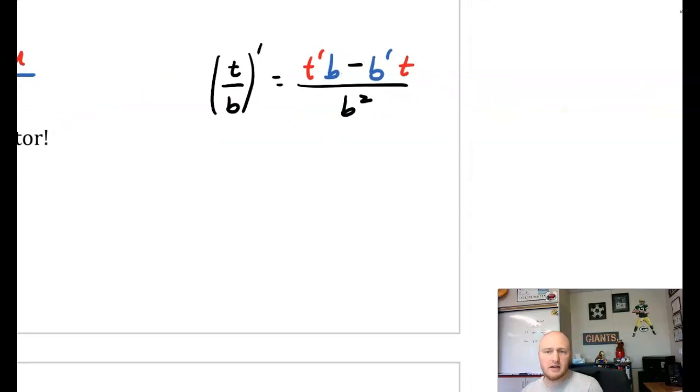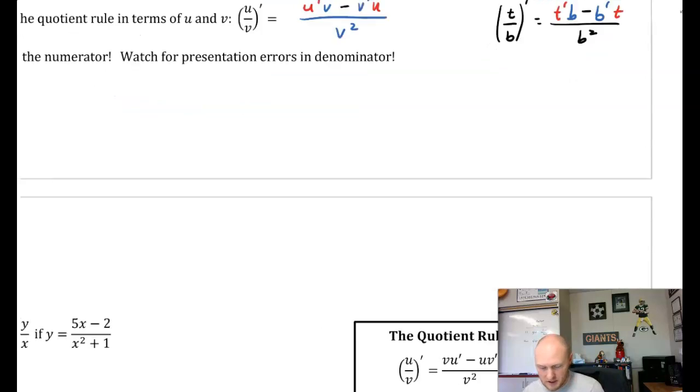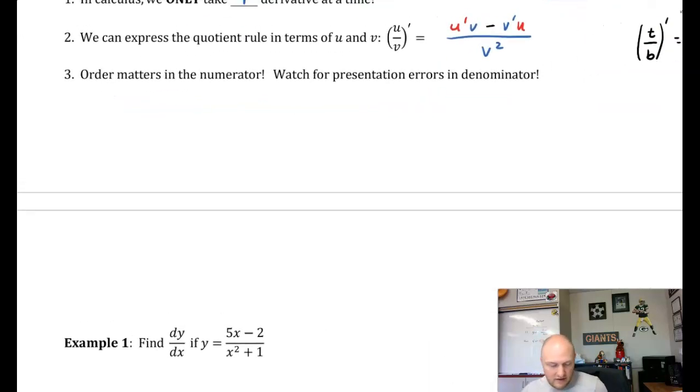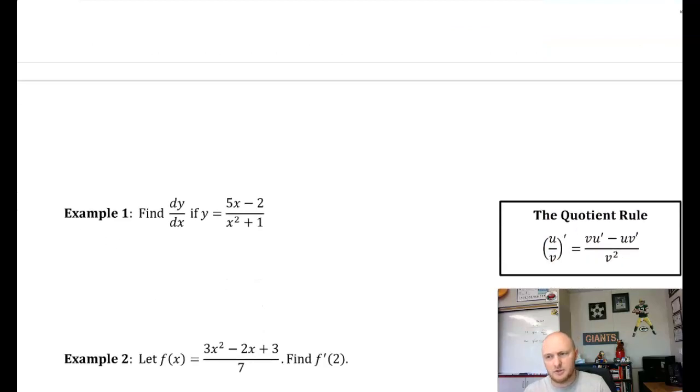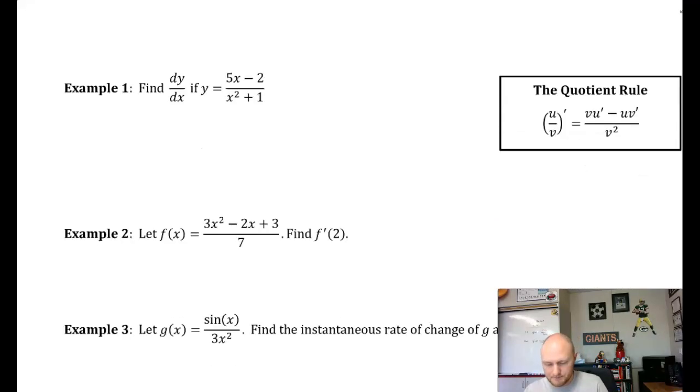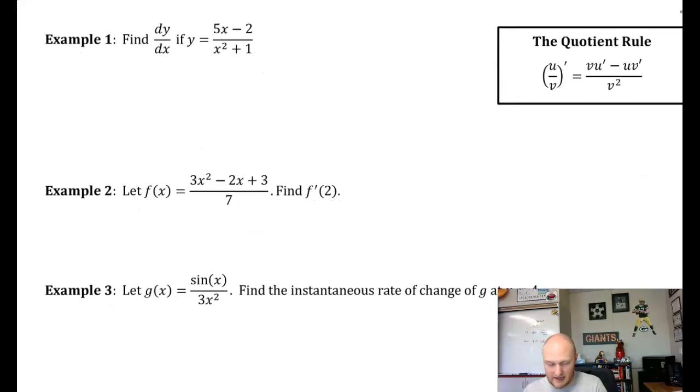Okay, this is another item for your flashcards, so put that on your flashcards, rotate that one in. And then point 3 here is that order matters, especially in the numerator. You have to take the derivative of the top times the bottom first, and then also watch for presentation errors in the denominator. So make sure if you're plugging in a binomial that you square that whole binomial, because you don't want to write it incorrectly.